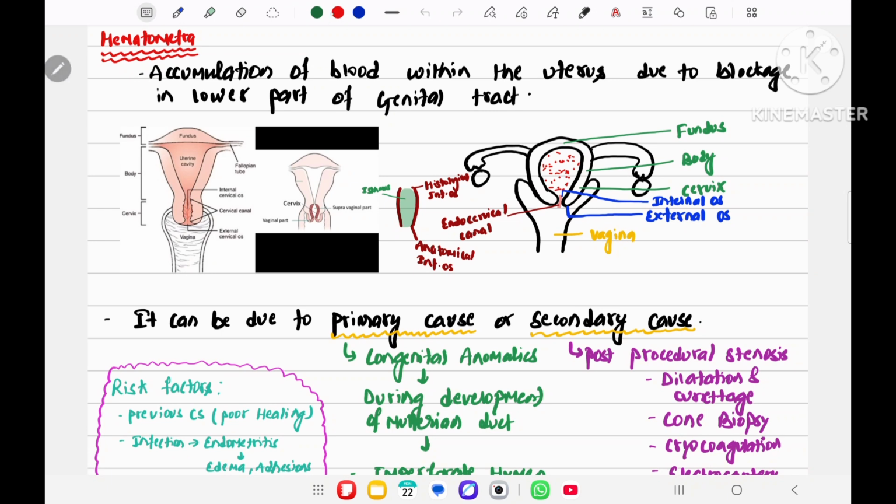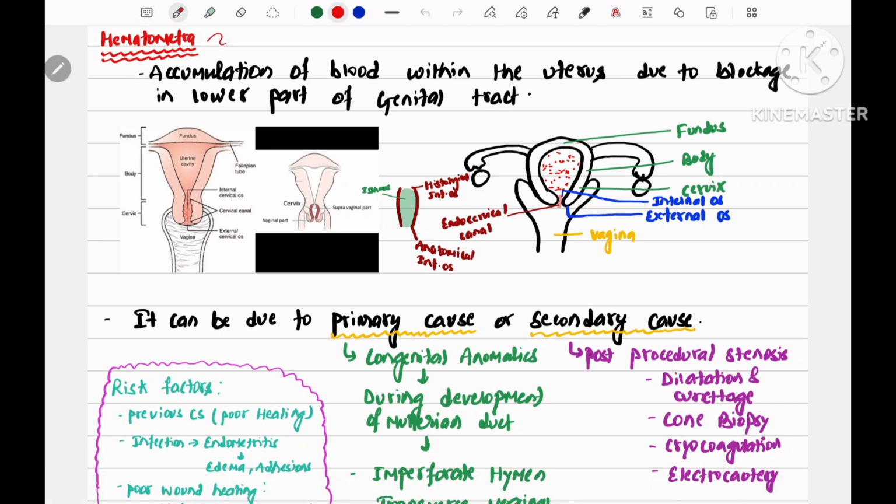Okay, so let's start with hematometra. Hemato means blood and metra means uterus. So if there is any accumulation of blood within the uterus, then it is known as hematometra.